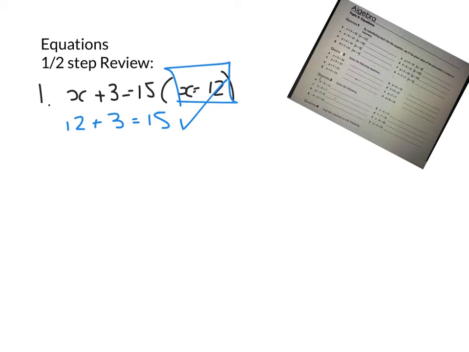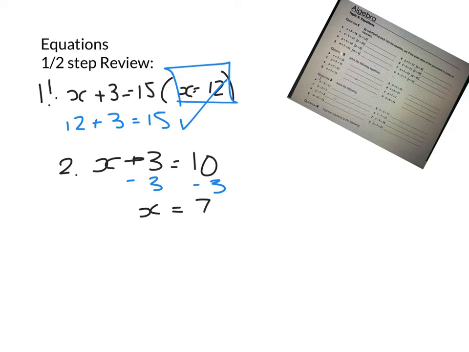Okay, question 2. So that was question 1. The first question in question 2 is x plus 3 equals 10. So what we're going to do is the opposite of plus 3, and we're going to do minus 3 on both sides. So that means that x equals 7, and that's right.